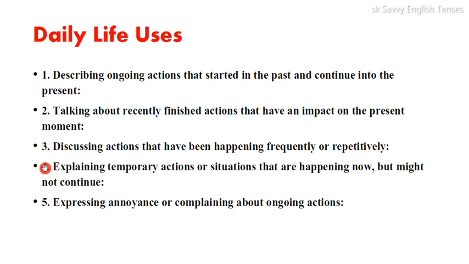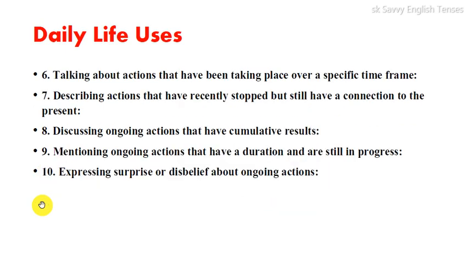Number fourth is explaining temporary actions or situations that are happening now but might not continue. Number fifth is expressing annoyances or complaining about ongoing actions. Number six is talking about actions that have been taking place over a specific time frame. Number seven is describing actions that have recently stopped but still have a connection to the present.